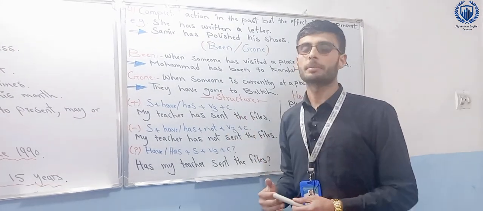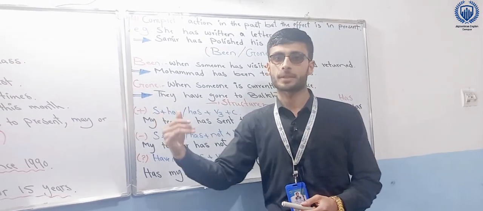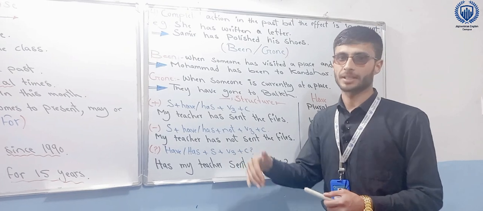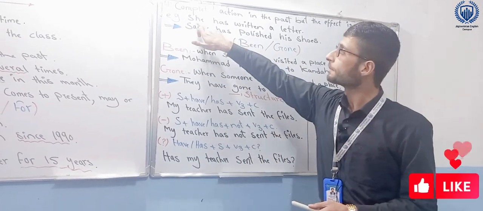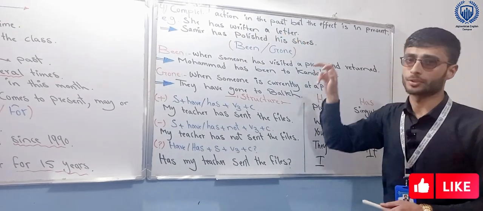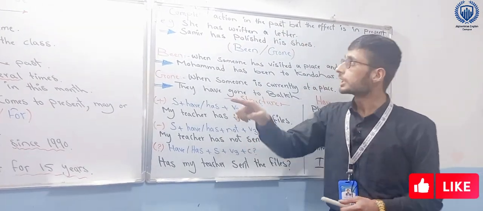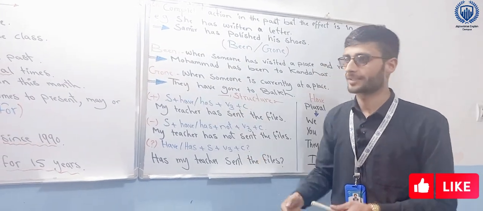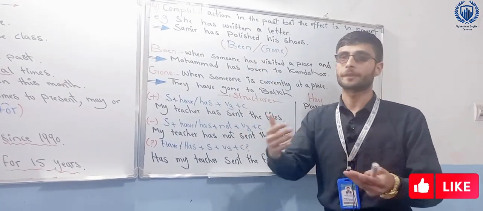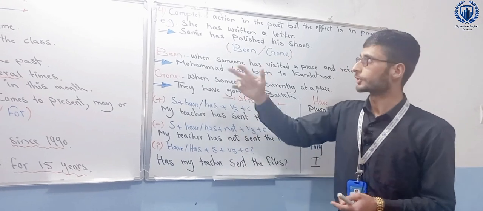The fourth use of present perfect tense: completed action in the past but the effect is in present. When you want to talk about our action in the past but the effect or result is in present, here we should use present perfect. For example, she has written a letter. It means she did this action in the past, but the effect is in present. Now we have the letter for her. Here, we should use present perfect.